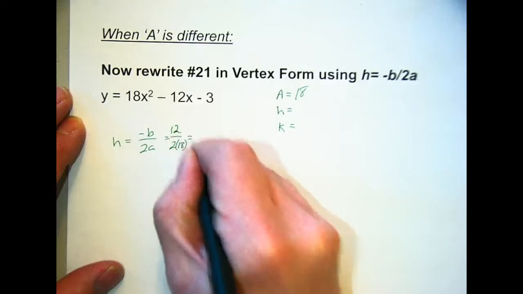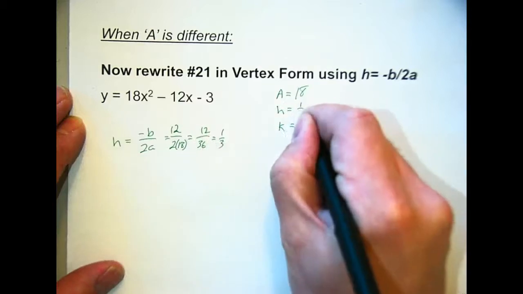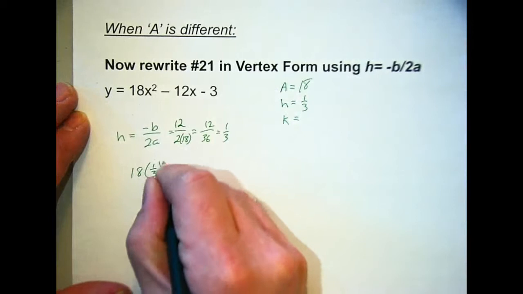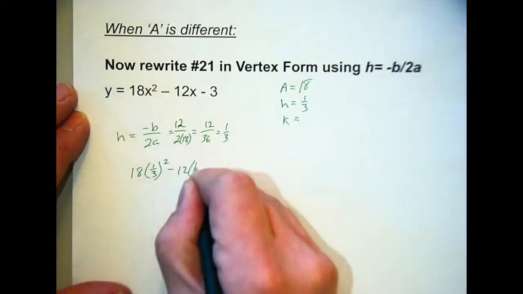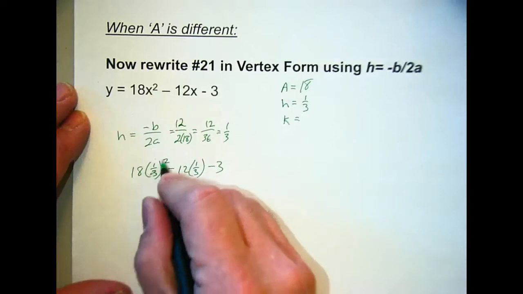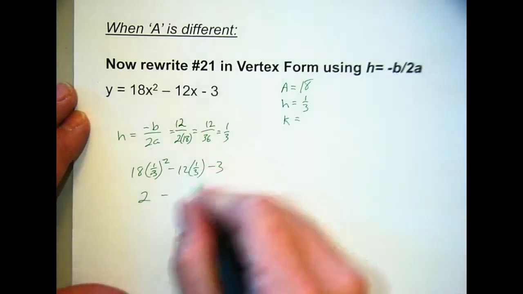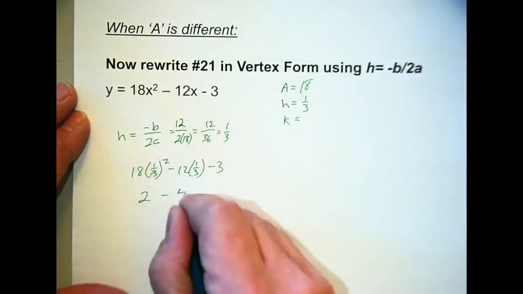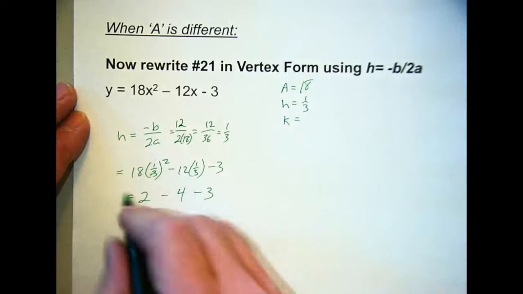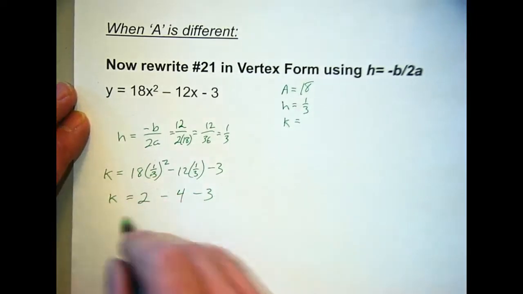What's K? Negative 5. You guys were able to do that in your head? I did it on paper. So this is 1/9 times 18, or 2. 18 over 9, minus 4. And that's 1/3 of 12, or 4. So we end up with negative 5.